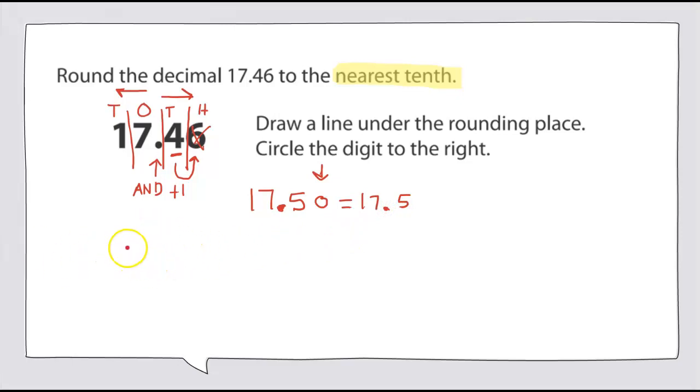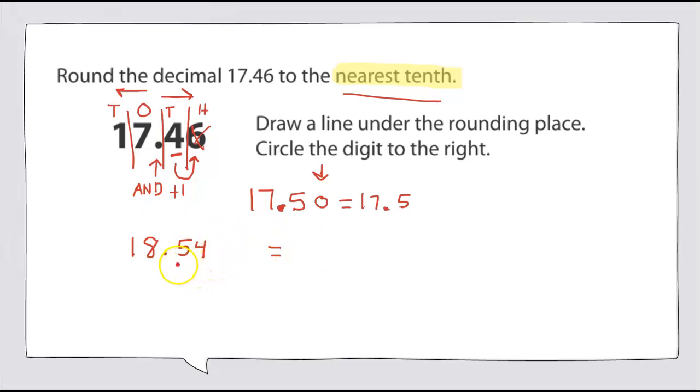If you want to try one, try rounding 18 and 54 hundredths to the nearest tenth. So follow these same directions, nearest tenth. Pause the video, see if you can round it. This is the time to pause, and then check your answer.